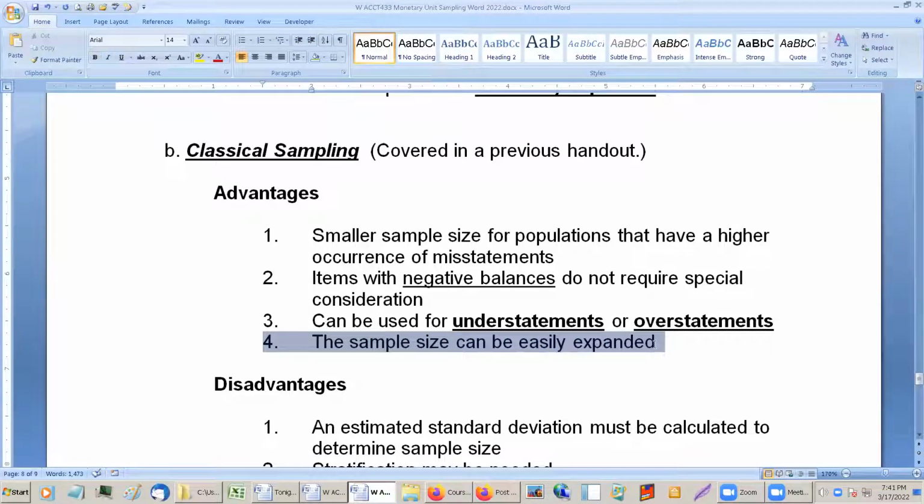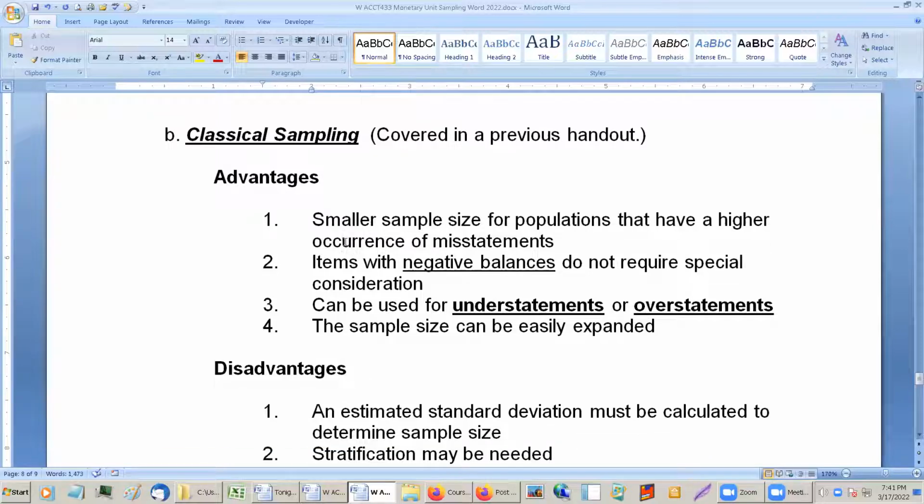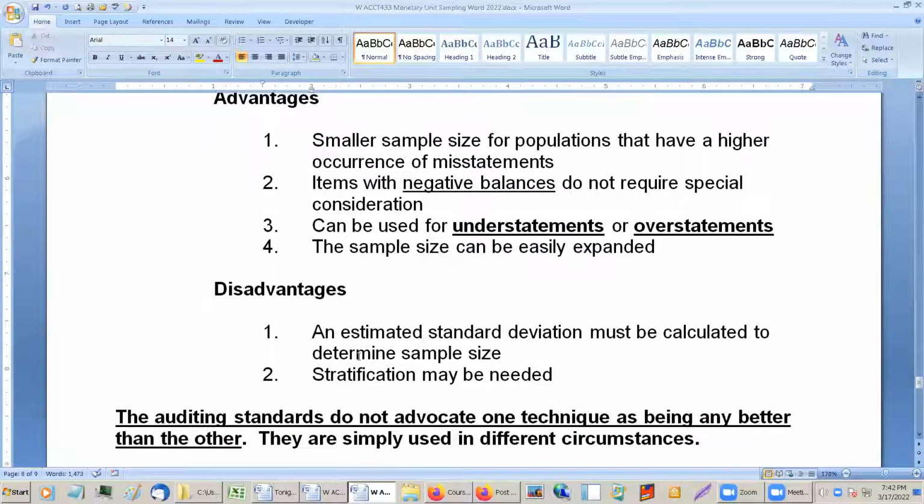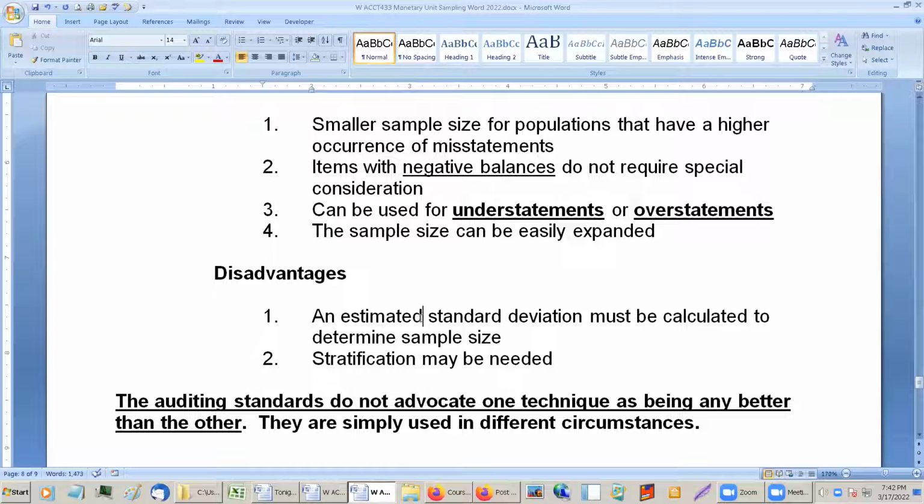Sample size can be easily expanded. You can get more items, pick them randomly, and it will easily go in there, and you can get to a higher level of assurance about whether the sample accurately portrays the population as a whole. And estimating the standard deviation must be calculated to get the sample size. And stratification may be needed, which we'll talk about in the next handout.